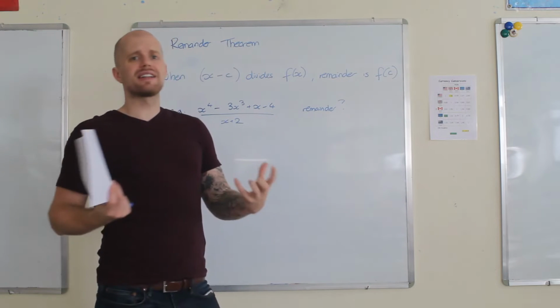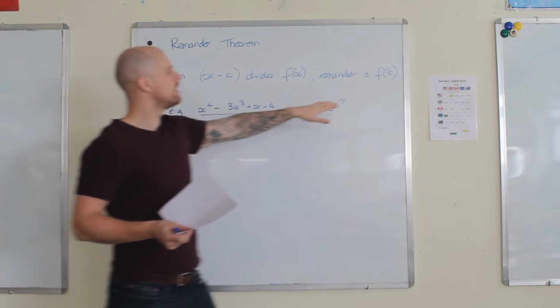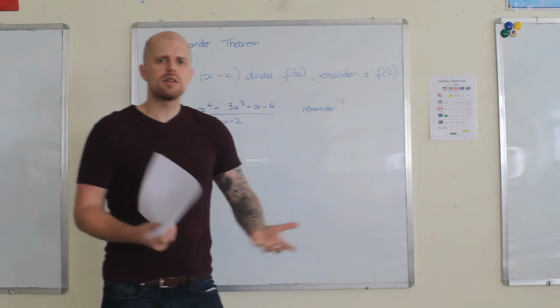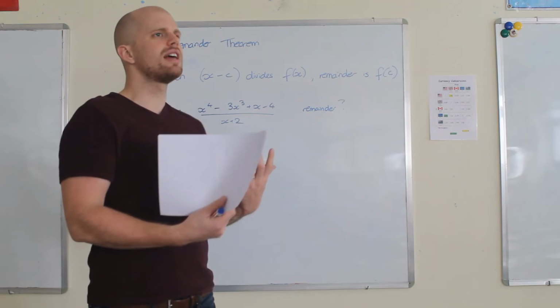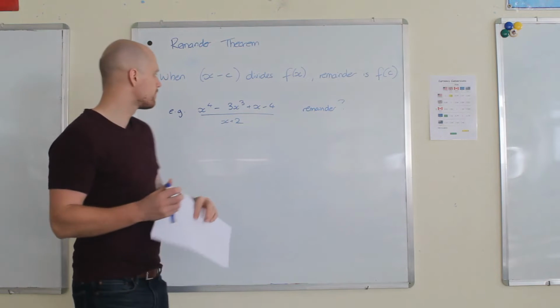Okay? Now, if you think about the factor theorem, that's exactly the same thing, but it just says that x minus c is a factor if the remainder is 0. Yeah, if f of c equals 0. So in this case, all we're doing is exactly the same thing, but now we are calculating the remainder. We're not having the remainder equal 0.